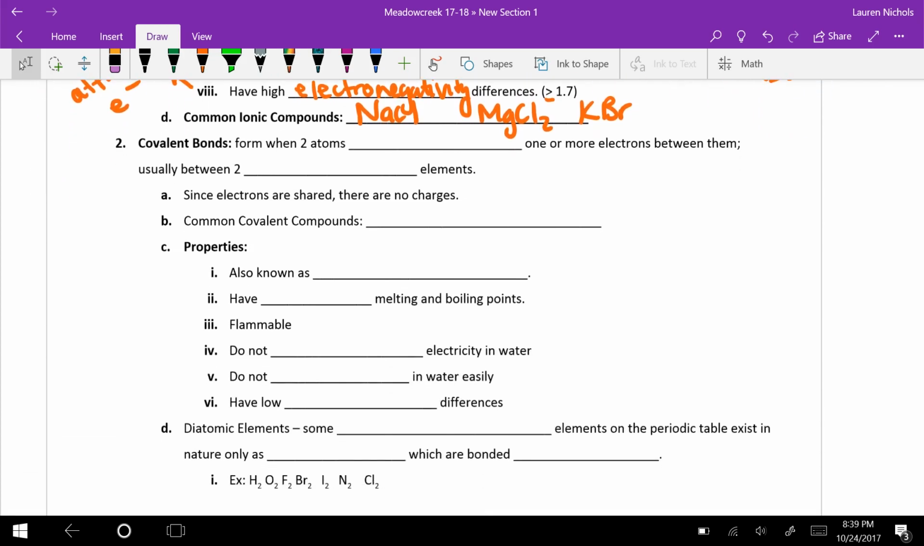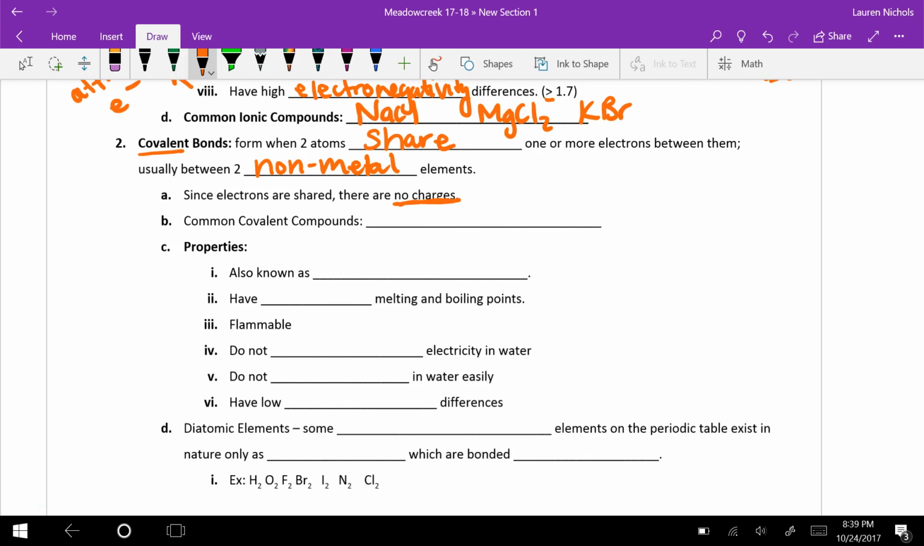So the next type of force or bond is going to be a covalent bond. And the difference with covalent bonds is that instead of transferring their electrons, 2 atoms are going to share 1 or more electrons between them. And it's usually between 2 non-metal elements. Since electrons are shared, there's no charges, no ions. If it's an ion, it's going to be part of an ionic compound.